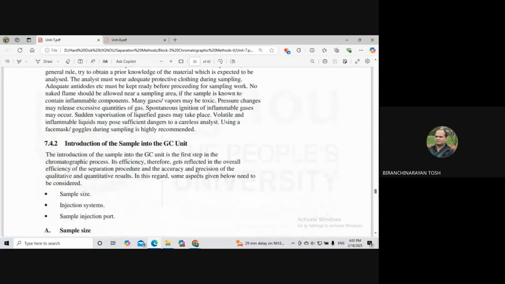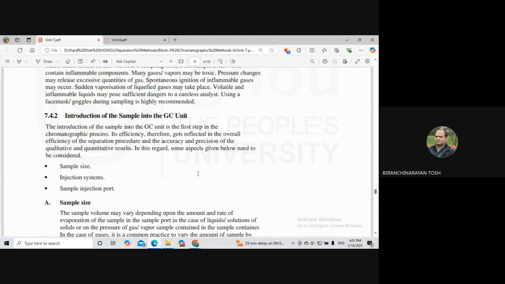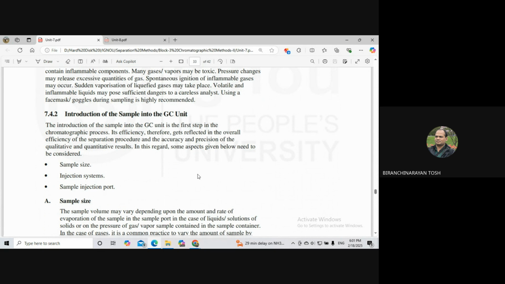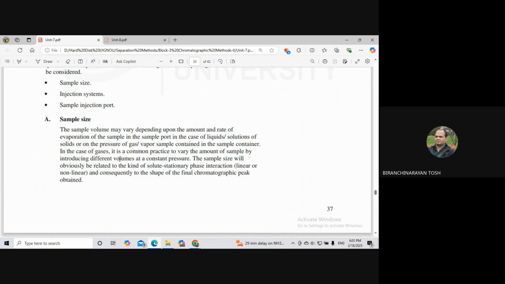Then the introduction of the sample to the GC unit depends upon the sample size, injection system, and sample injection port. The sample volume may vary depending upon the amount and rate of evaporation of the sample in the sample port, in the case of a liquid or solution of a solid, or on the pressure of the gas or vapor sample contained in a sample container. In the case of gases, it is common practice to vary the amount of sample by introducing different volumes at constant pressure.